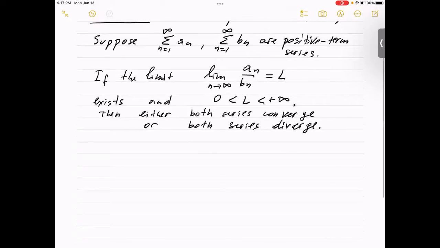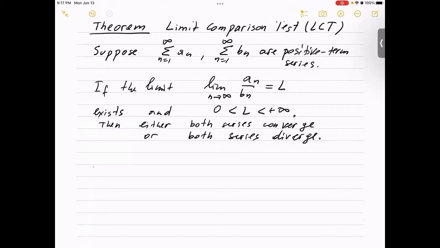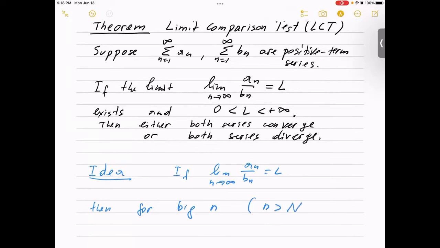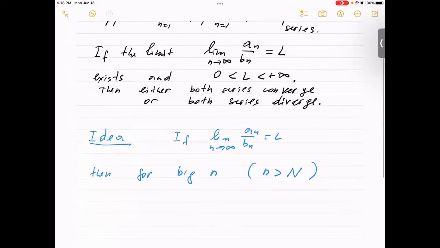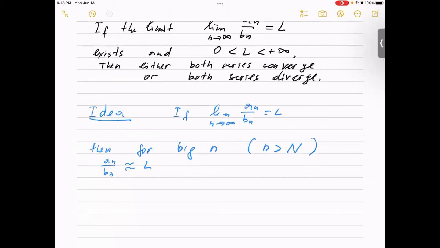Let's try to see the idea of why limit comparison is working. If the limit of a_n over b_n equals L as n approaches infinity, then for big n, usually we say when n is bigger than, say, capital N, a_n divided by b_n is going to be very close to L, approximately equal to L. So from here we conclude that a_n will be approximately equal to L times b_n.